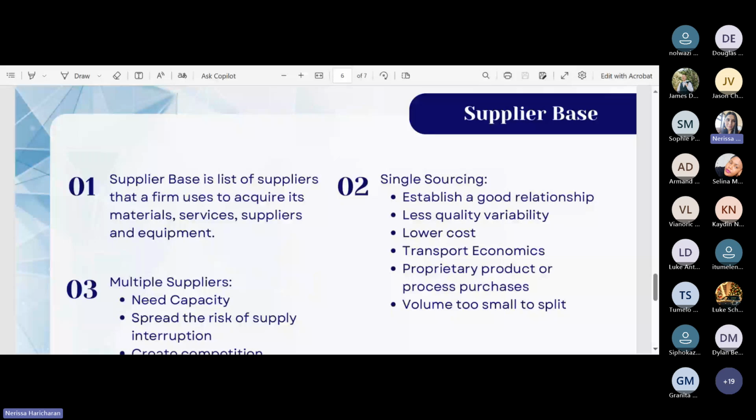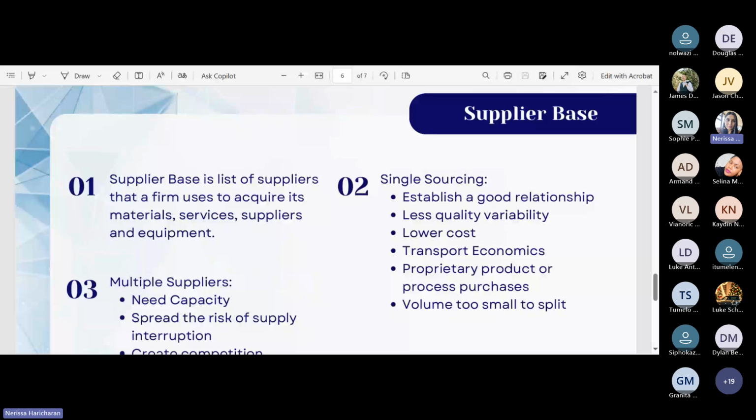And then the last one is that your volume is too small to split. If your requirement is very small, it's not worthwhile to split the orders amongst multiple suppliers. So single sourcing is basically the first or the only approach for acquiring your product.